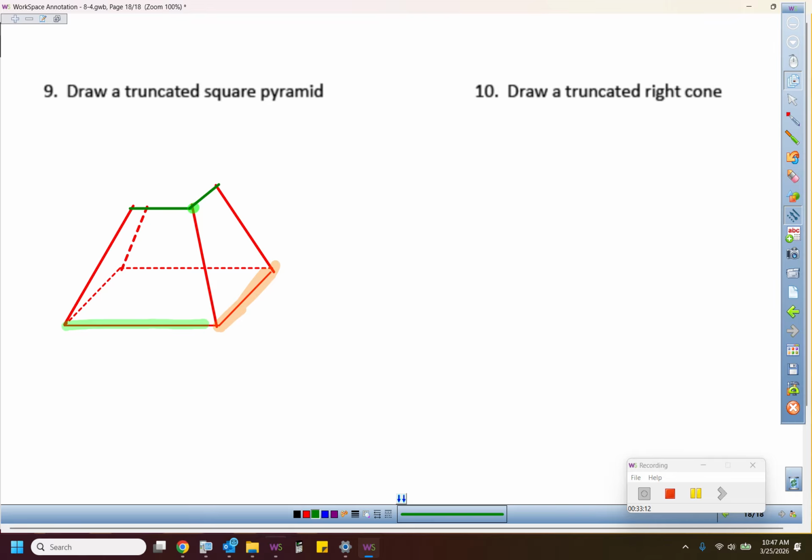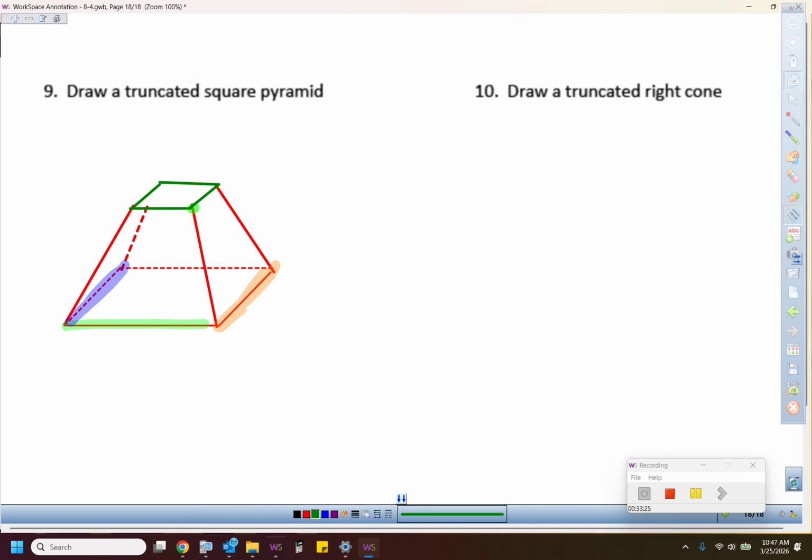And then I've got to draw two more edges. They're all solid, so I'm going to try to make one parallel to this blue guy right here. It's hard to do that one. He's kind of tough, but just kind of like this and then kind of like that. And if you mess that up a little bit, you can erase and try again. Even mine right there is not perfect, but it's pretty close. That is a truncated square pyramid.